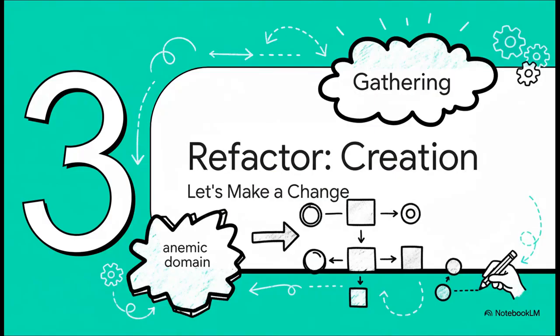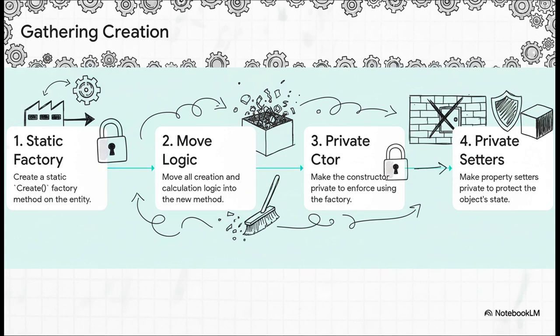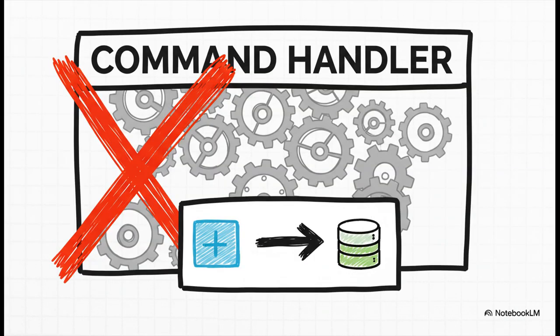All right, enough theory. Let's get our hands dirty. In section 3, we're going to do our first refactor, and we'll focus specifically on how a gathering gets created. So here's exactly what we're going to do, step by step. First, we'll add a static factory method right on the gathering entity called create. Then, we'll take all that creation logic out of the command handler and move it inside this new method. Next, we make the constructor private, so nobody can bypass our new factory. And finally, we make the property setters private to completely lock down the object's state. And boom, look at the result.